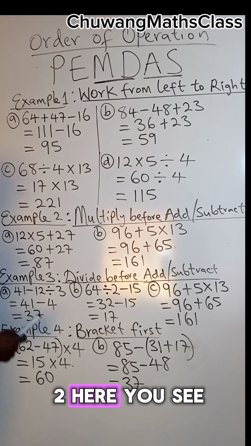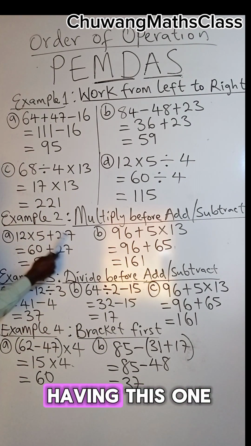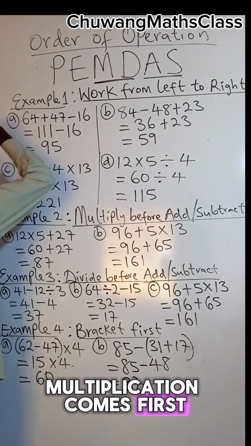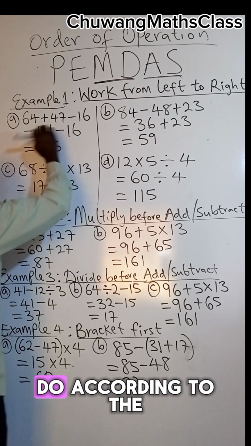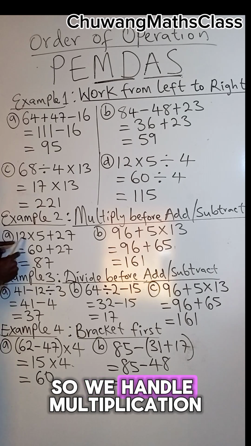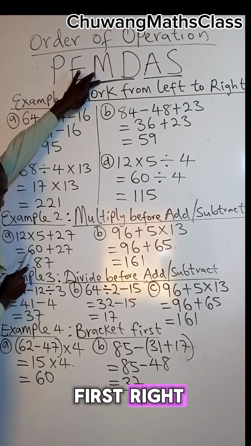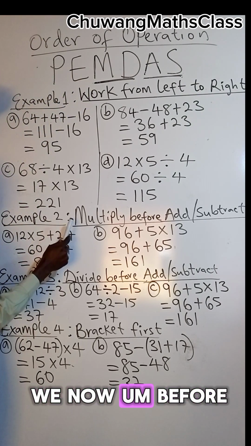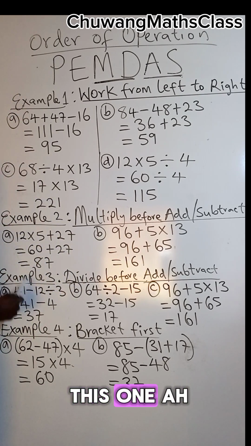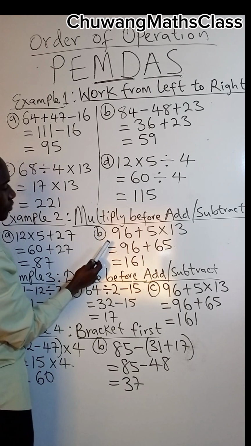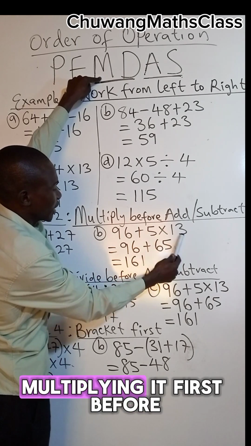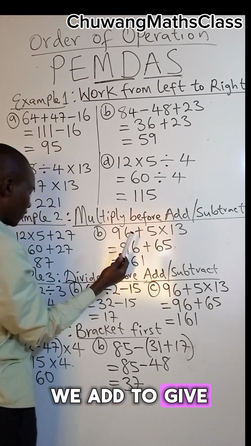So example 2 here, from PEMDAS, multiplication comes first. So in this case, you are going to do it according to the arrangement of this PEMDAS. So we handle multiplication first. There was 60 before we now add 27 to give us this one. The B part here, as you can see, is addition and multiplication. So definitely we must start with multiplication, multiplying it first before we add to give us this one.